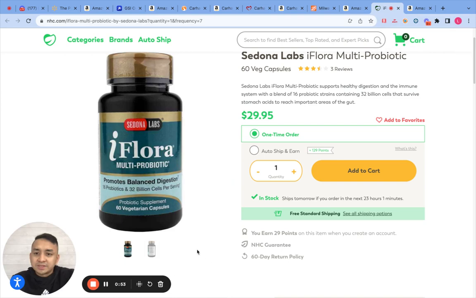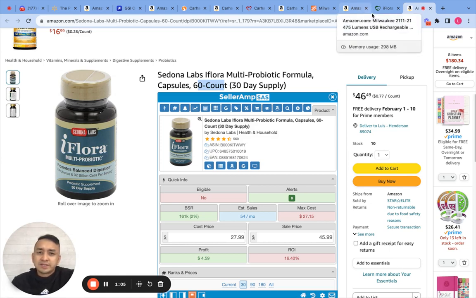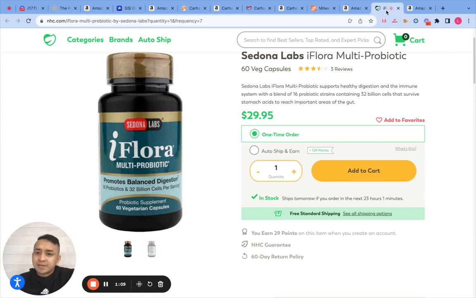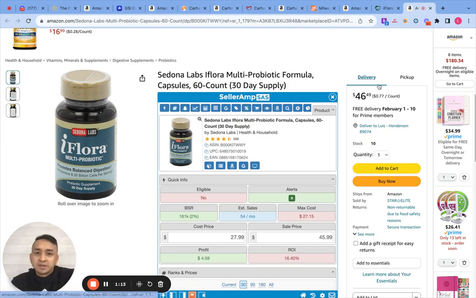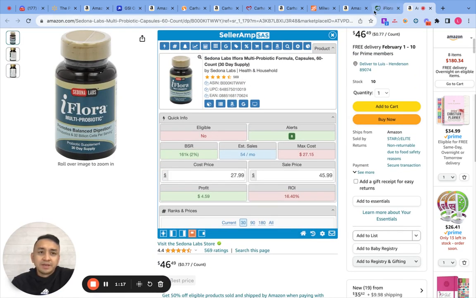So let's see. This one is 60 capsules. This one's 30-day supply with 60 count. Okay, so 60 capsules, right? Sedona Labs, iFlora, multi probiotic formula. Okay, 60 probiotics, 32 billion cells per serving. Looks like the same product, right, guys? So it looks the same.